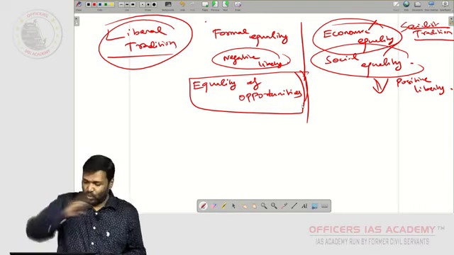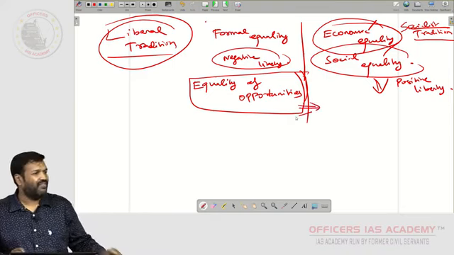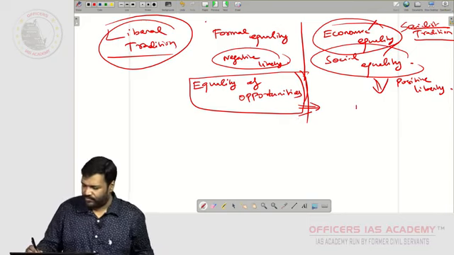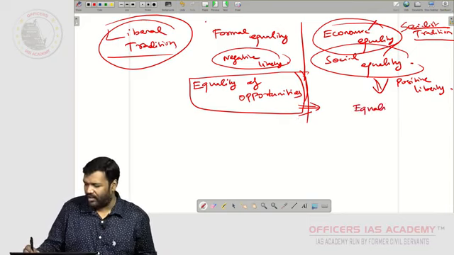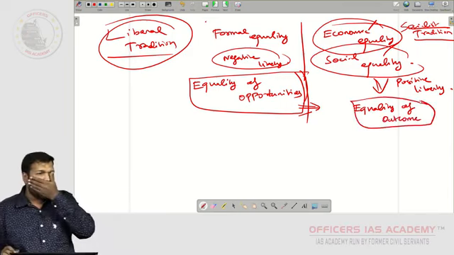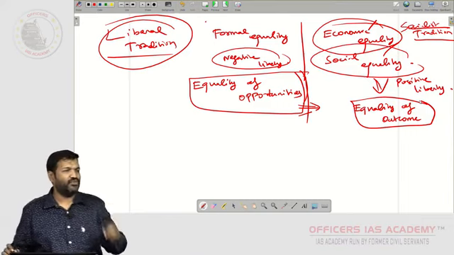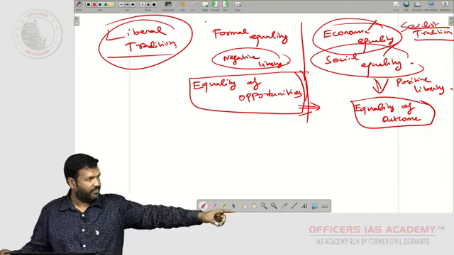But the socialist tradition started to believe in another notion, which is called equality of outcome. What is the equality of outcome? A simple notion. You see the window there?